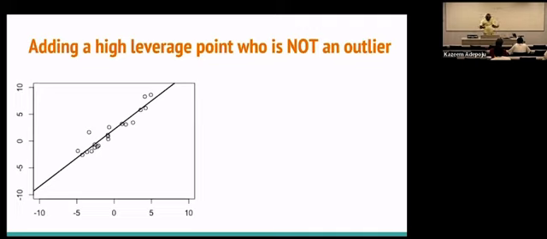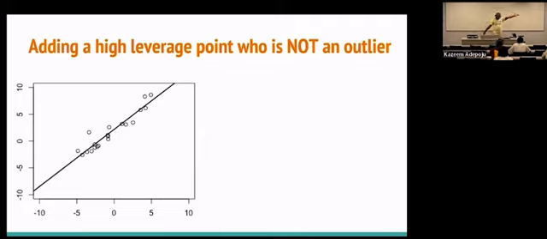Distinguishing, or making a distinction, between an outlier and a high leverage point. What I want to display now is that there's a possibility in your data set that you could have an outlier, or you could have a high leverage point. You could even have a combination of the two. Now let's take a look at this.